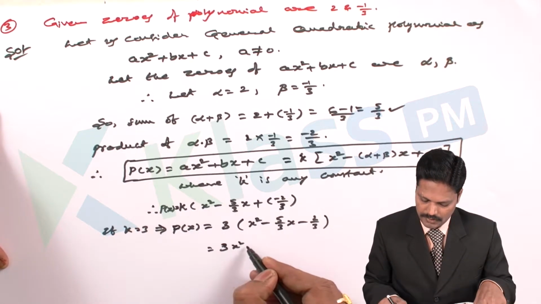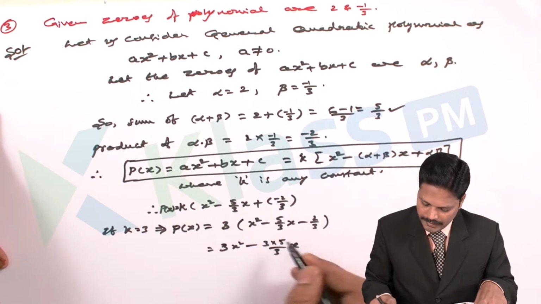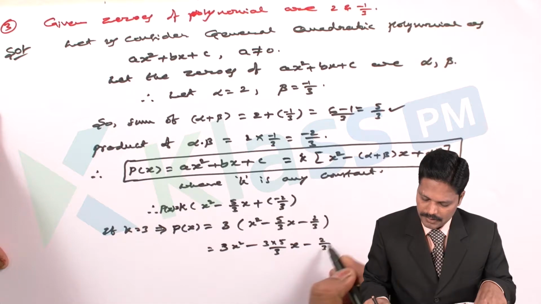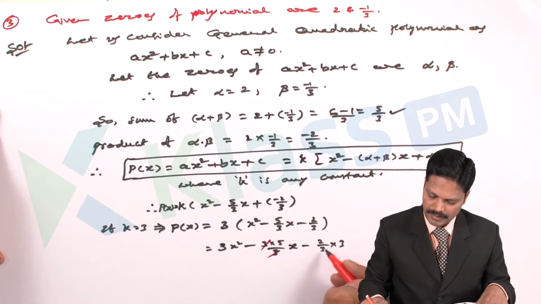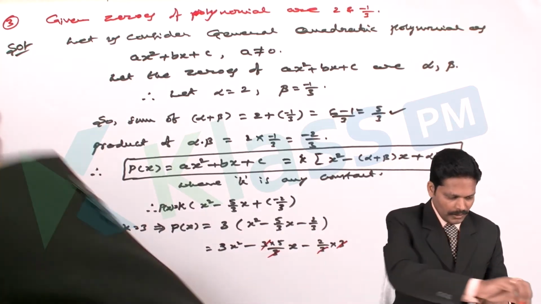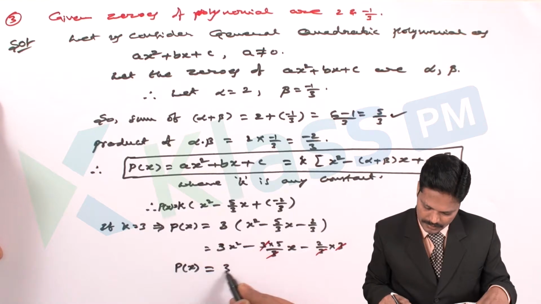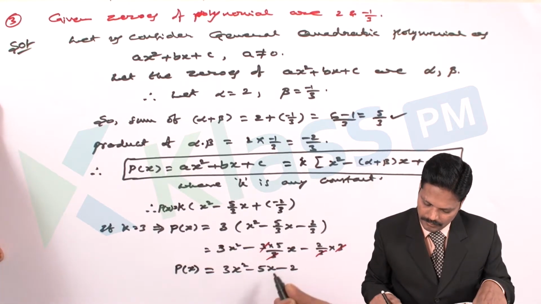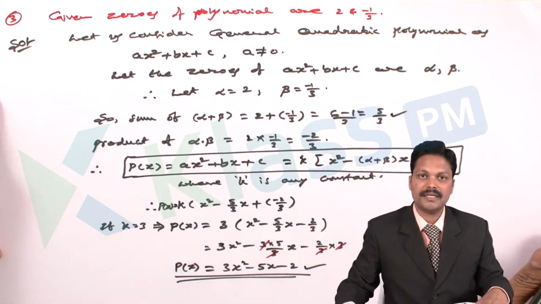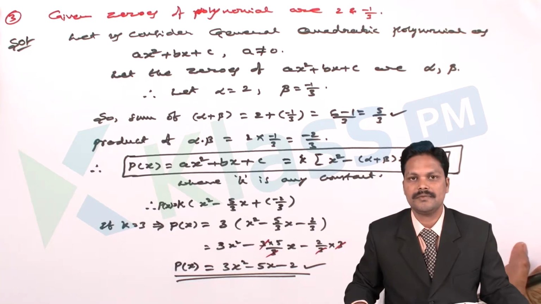3 into x square, 3x square, and 3 into 5 by 3 x, and minus 2 by 3 into 3. Here the 3 will be cancelled, here also the 3 will be cancelled. Then we have the required quadratic polynomial as 3x square minus 5x minus 2. This is the way we can identify the quadratic polynomial for the known values of the zeros.